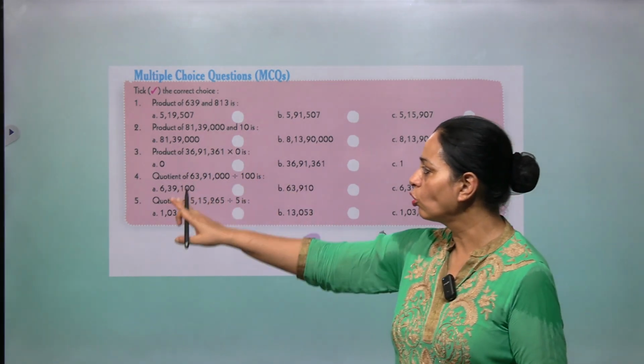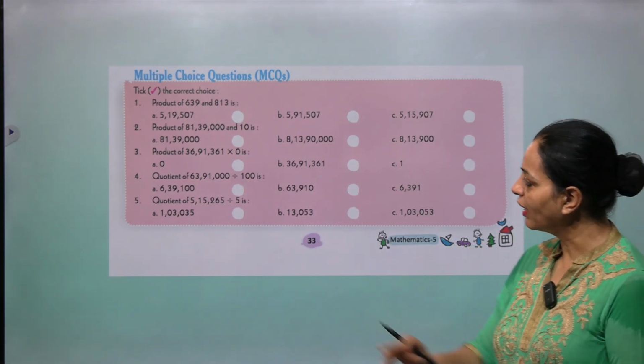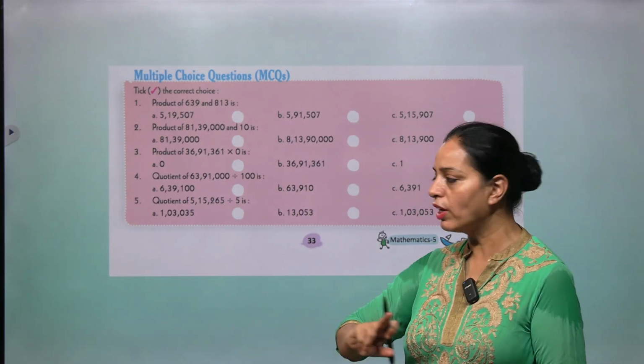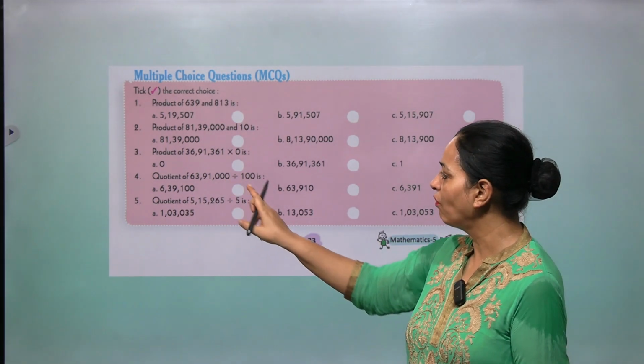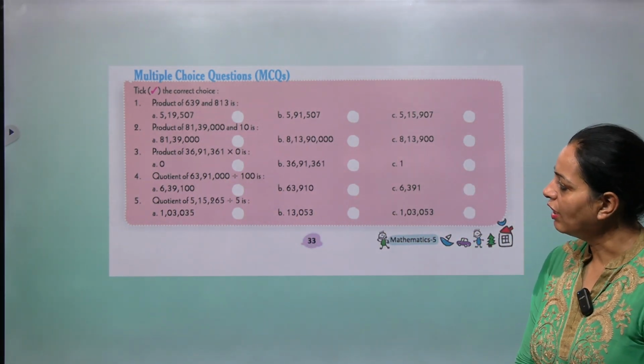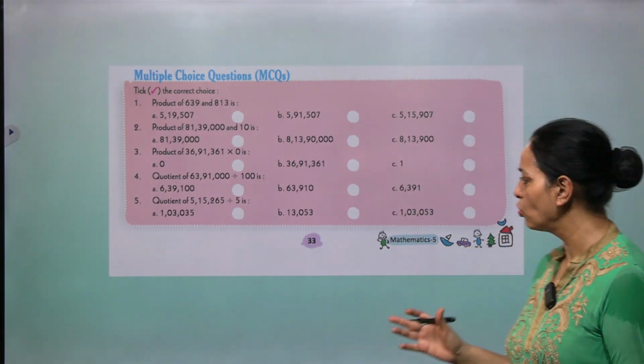So like this. Fourth question, quotient of this divide by 100. So 100 से divide करेंगे means 2 zeros को आप remove कर देंगे numbers में से पीछे से, so you will get 63910. Okay. Then fifth one, quotient of this divide by 5. You can find, you can do division.